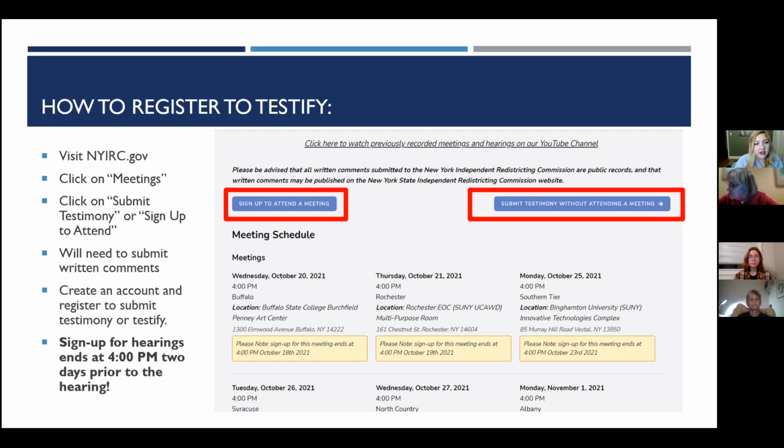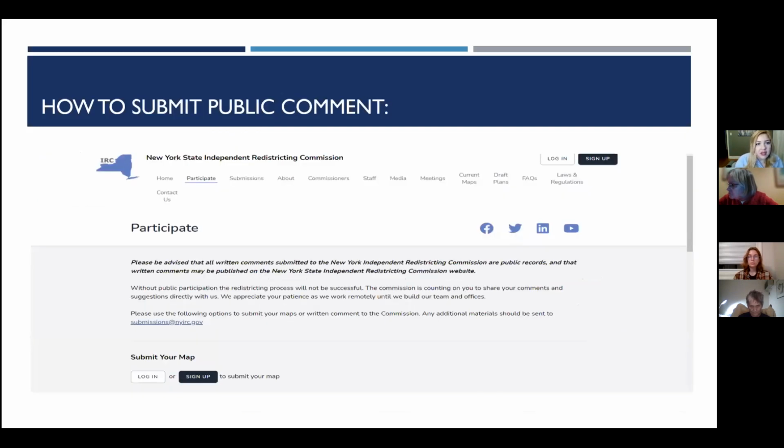And also don't forget, sign up ends either 3 p.m. or 4 p.m. I apologize again, 2 days prior to the hearing. And you can see on the screenshot, there's the little yellow box that will tell you if it's 4 p.m. or 3 p.m.